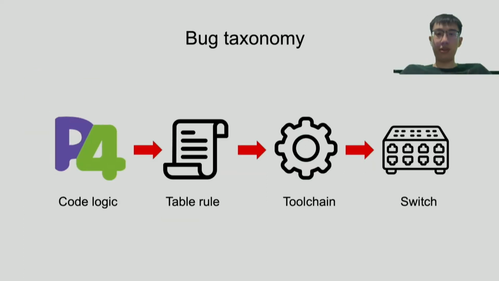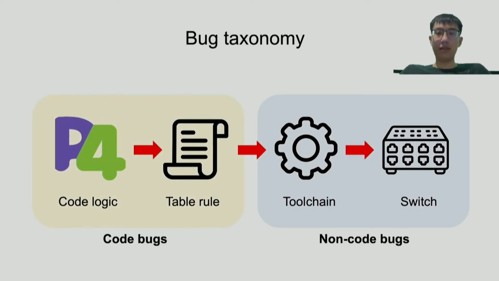According to our experience, bugs can be classified by sources. They are code bugs and non-code bugs. Code bugs include code logic bugs and table rule misconfigurations. We know that previous works do not test configurations together with P4 code, such as P4 packet gen. But in our experience, configurations actually build a control flow graph together with P4 code. So we decide to model configurations and P4 code at the same time.